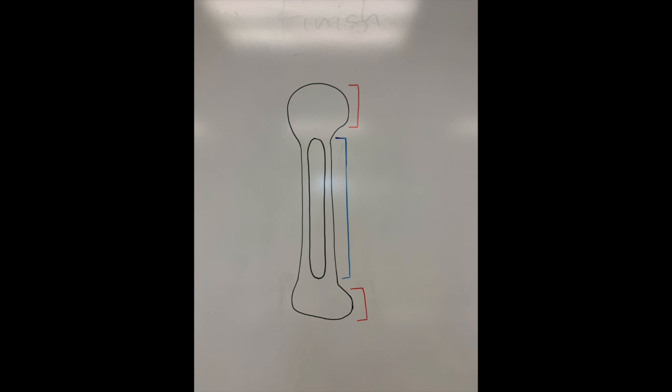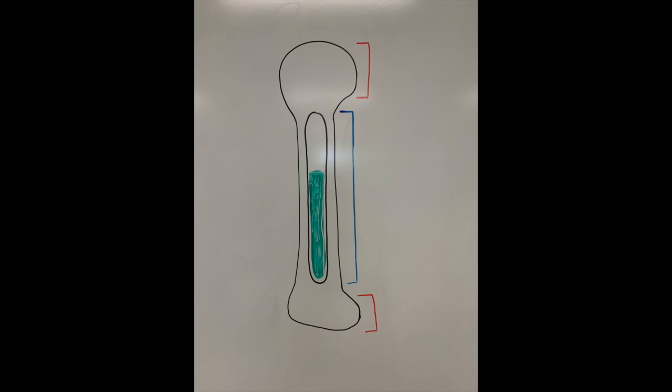The medullary cavity, which is in the center of the diaphysis, contains yellow bone marrow in adults. The yellow bone marrow is depicted in green in this image and consists of adipose cells, which function as fat storage.